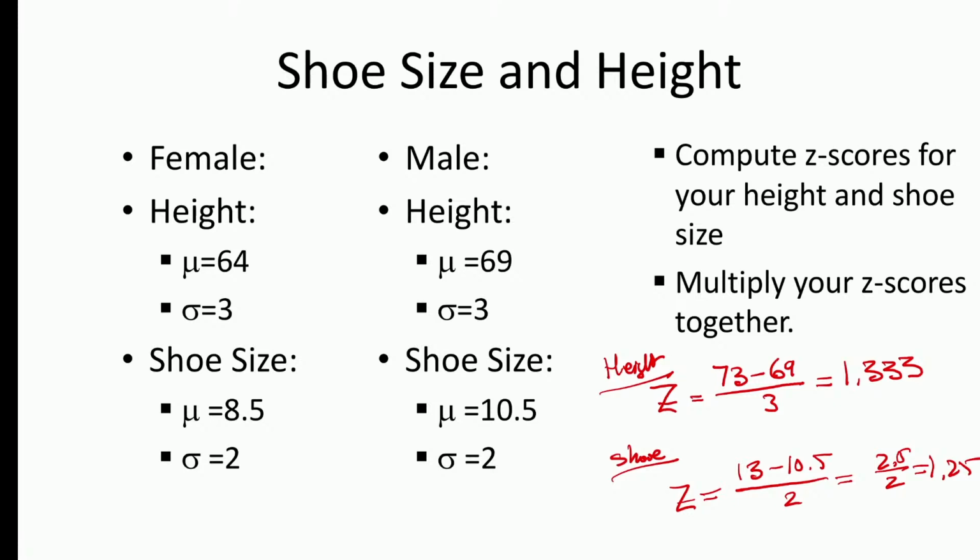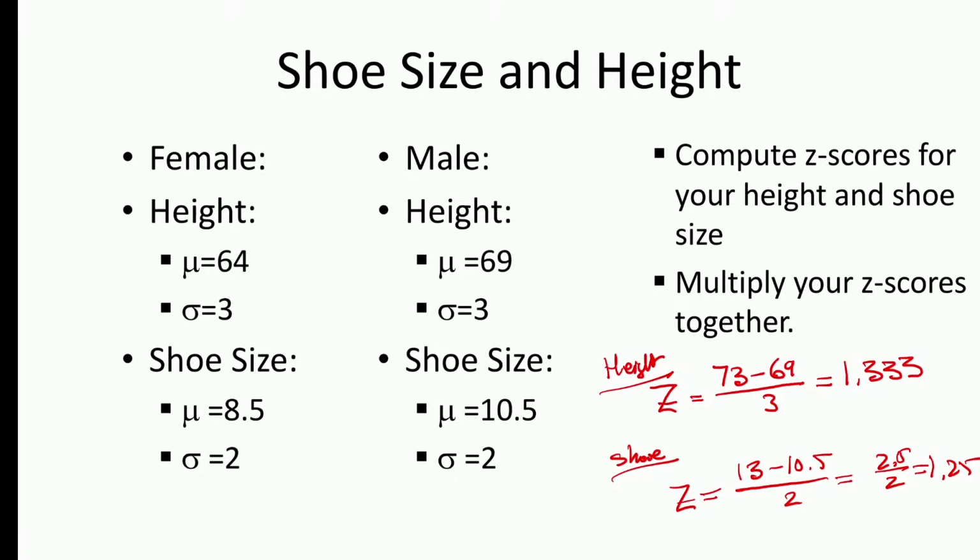And if you multiply 2 positive numbers together, you get a positive number. If you multiply 2 negatives together, you get a positive number. The only time you get negative is if you have a positive and a negative, then you'll have a negative when you multiply them together.